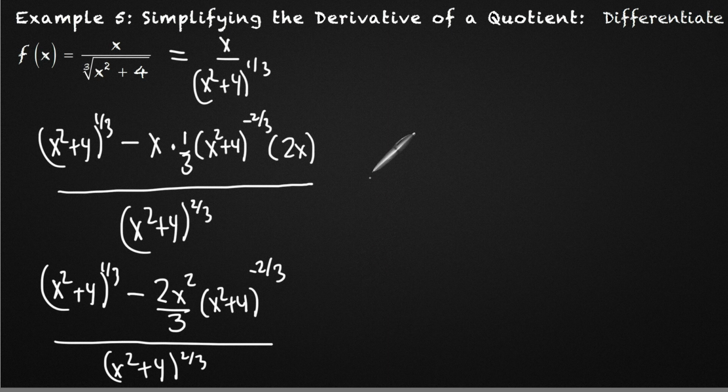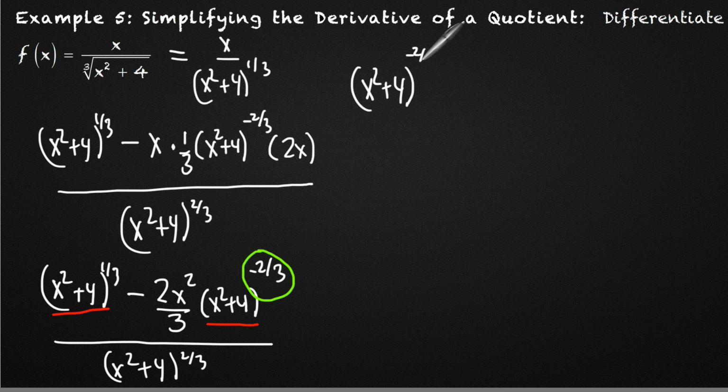Now, we're going to apply that same concept that we did on the last problem. We're going to factor out the lowest power. All right, let your eyes recognize x squared plus 4 is common to both. So I'm going to factor that out. I'm going to factor out an x squared plus 4 to the least power, which is this guy right there, -2/3. So I'm going to factor out this, and I'm going to put a bracket.